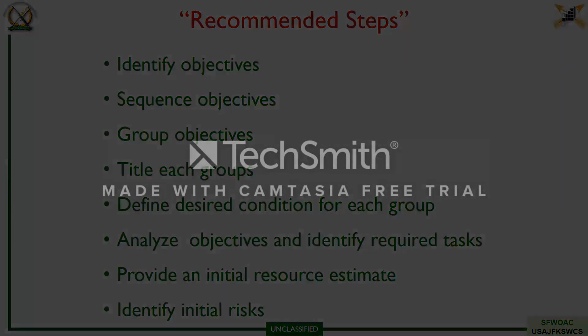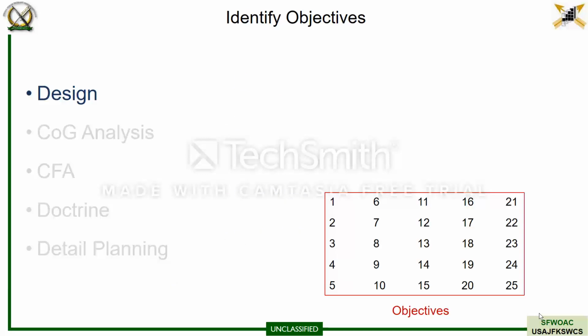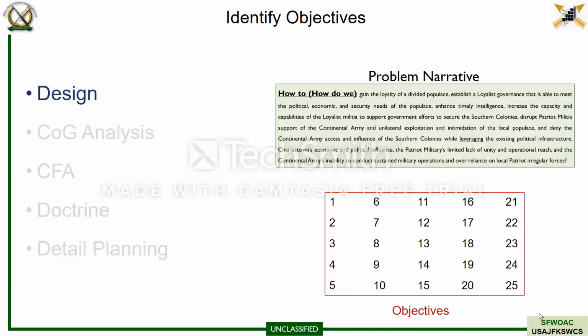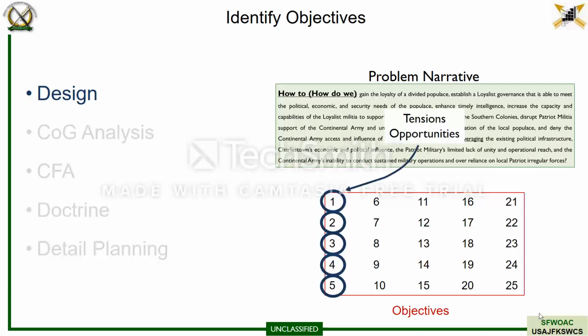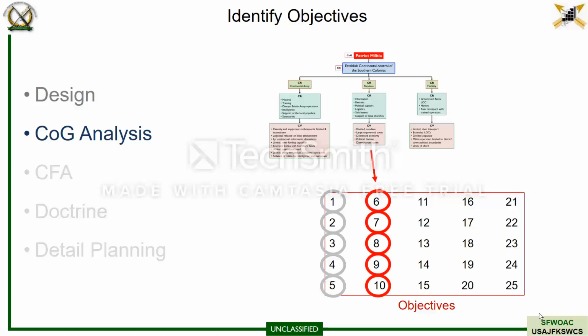So let's get started. The first step is to identify objectives. There are several activities that assist this process. First is design. Objectives are identified to overcome the tensions and leverage opportunities identified in the problem narrative. The second is the center of gravity analysis, in which objectives are developed to exploit critical vulnerabilities to disrupt the center of gravity and deny its ability to achieve its desired end state.